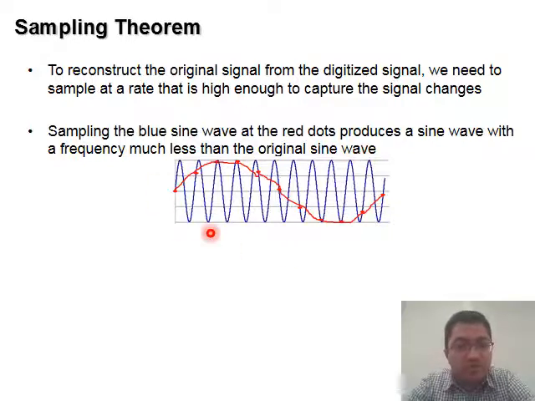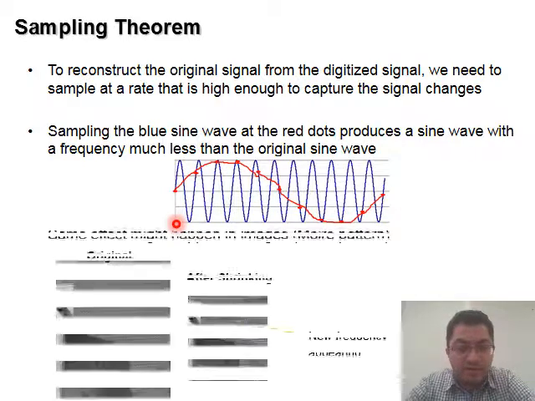So what's the solution to this? The sampling theorem, as we will see in the next slide, tries to find the solution to this. It tries to answer this question: what is the optimal sampling rate, or the number of samples per second, that we have to use in order for the reconstructed signal to be as close as possible to the actual analog signal that was digitized in the first place?